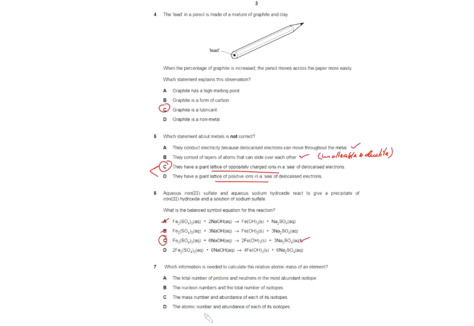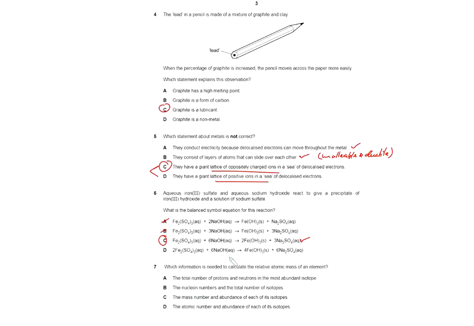Only down here it's talking about the atomic number. Atomic number is not needed. Isotopes are atoms of the same element that have different mass. So we need the number of protons and neutrons, because protons and neutrons both have mass. Electrons have no mass, so protons and neutrons make up the mass of an atom. So we need to know about these.